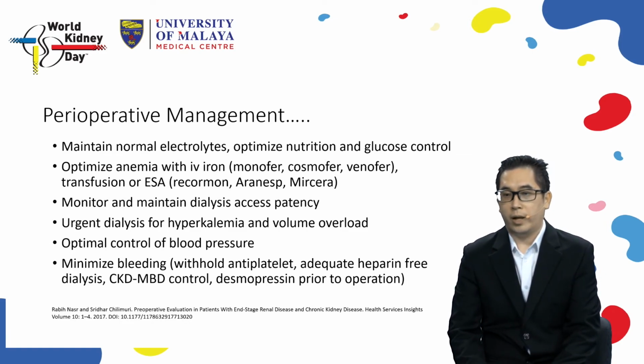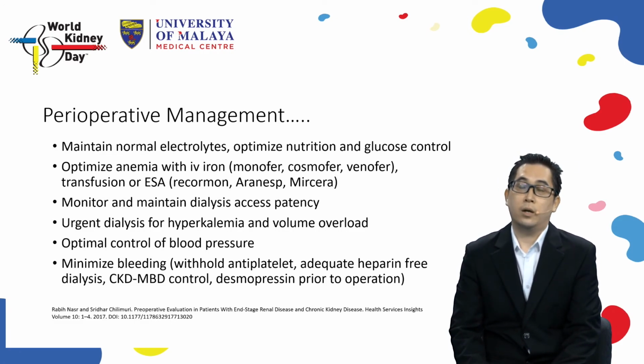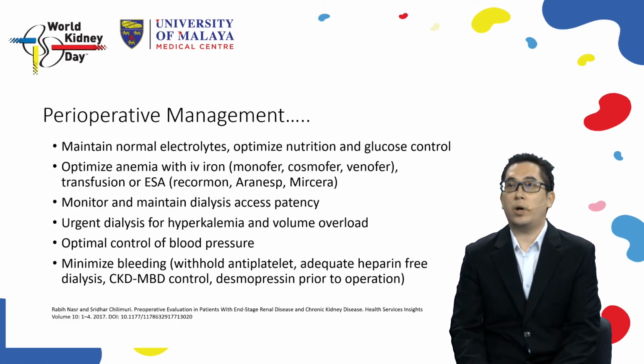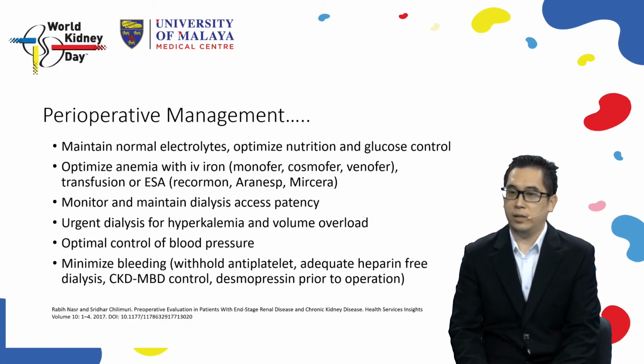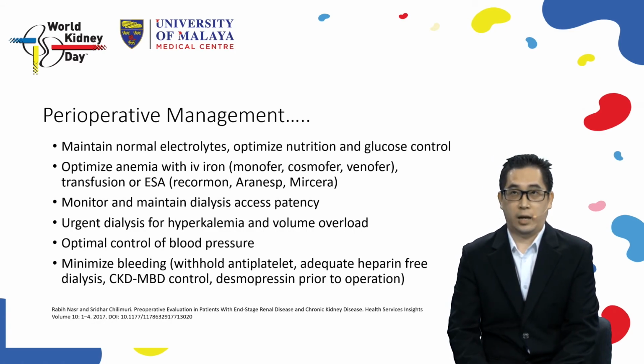And we all know that end-stage kidney disease patients are prone to bleeding because of uremic platelet dysfunction and because they receive heparin in their dialysis 3 times a week. To minimize the risk of bleeding, what we can do is hold the antiplatelet if they are on it. We do heparin-free dialysis and adequately dialyze them so that the urea remains low. There is an arbitrary number of urea of less than 20 pre-op, but that is not well studied. But we usually try to keep to that because we know if the urea is much higher, then the chances of getting uremic platelet dysfunction is higher.